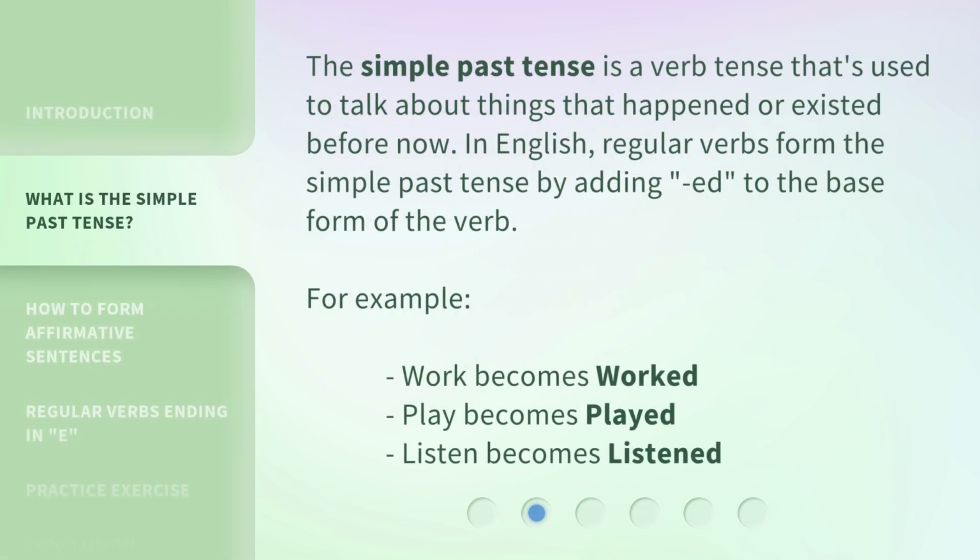The simple past tense is a verb tense that's used to talk about things that happened or existed before now. In English, regular verbs form the simple past tense by adding ed to the base form of the verb. For example, work becomes worked, play becomes played, listen becomes listened.